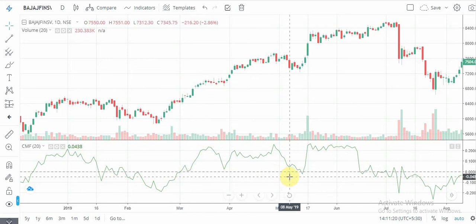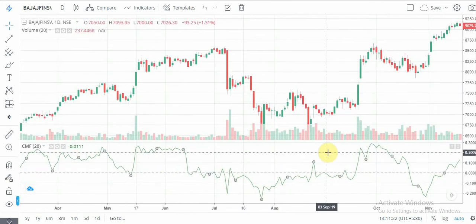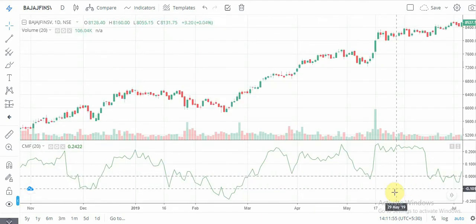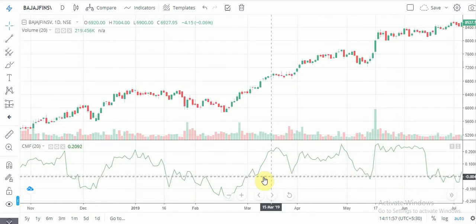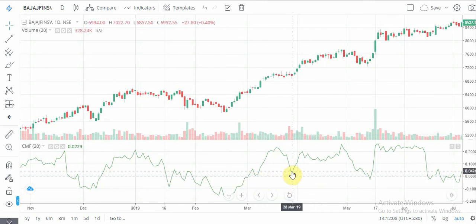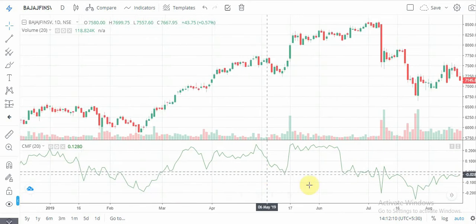Now one thing I will tell you from my experience: you can observe this indicator and take the entry as per your convenience and understanding. If you want to take a buy entry, rather than taking a buy entry at the zero crossing, you can take the buy entry at around minus 0.20 or minus 0.30. I will show you on the chart.